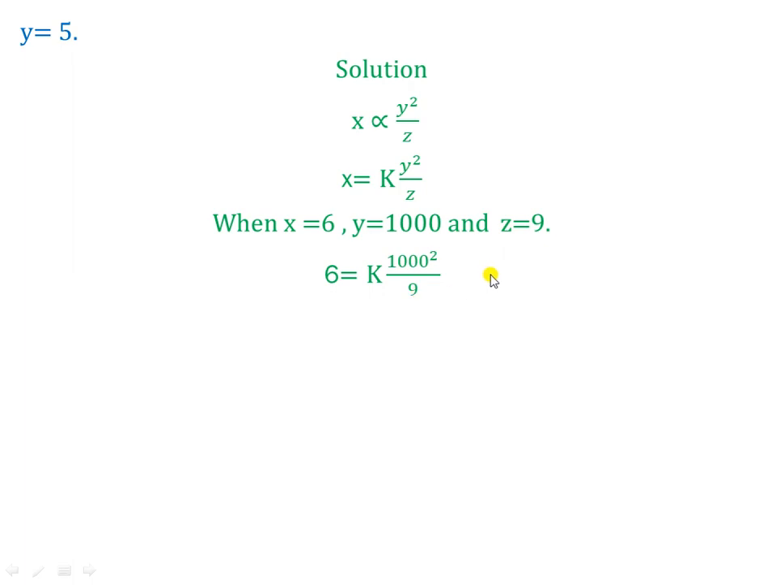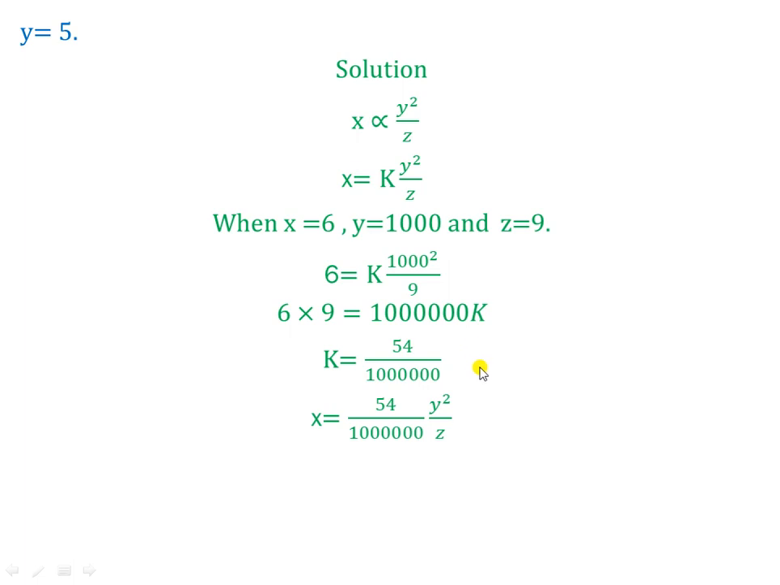Then the next step will be simplifying and finding the value of k. So I've just cross multiplied. 6 by 9 gives me this, and 1000 squared gives you 1 million. But remember, you're multiplying by k, so it gives you 1 million k. Then to get the value of k, we simply get 6 by 9, which is 54, then divide through by 1 million. So it means the value of k is 54 out of 1 million.